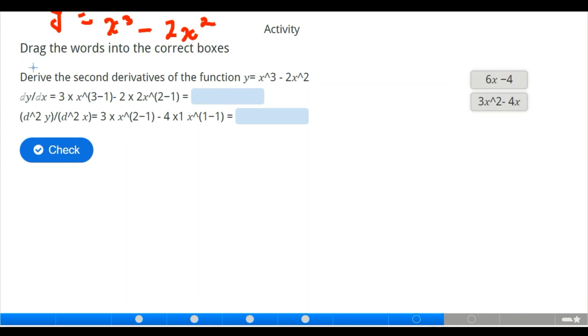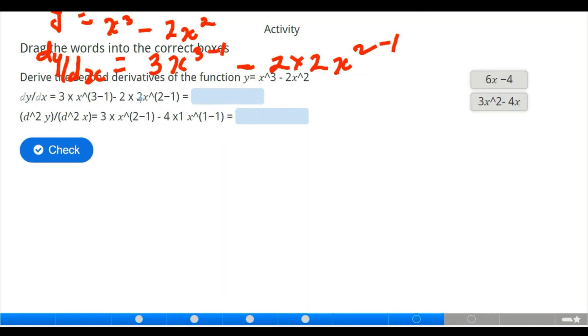Now let's differentiate the first time. We call this type of differentiation the first derivative. So we have dy/dx equals 3x^(3 minus 1) minus 2 multiplied by 2. We are bringing the n to multiply it, x^(2 minus 1). So 3x^(3 minus 1) gives us 3x^2, minus 4, since 2 times 2 is 4, and 2 minus 1 is 1. So we have 4x. And that's the first derivative.